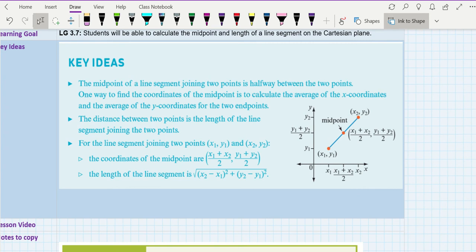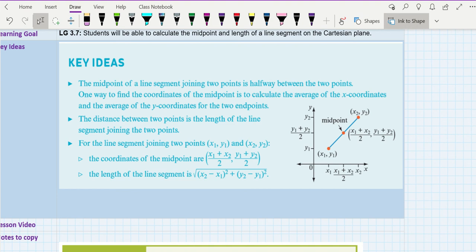So the midpoint of a line segment joining 2 points is halfway between 2 points. Now one way to find the coordinates of the midpoint is to calculate the average of the x coordinates and the average of the y coordinates for the two endpoints. The distance between 2 points is the length of the line segment joining the two points.